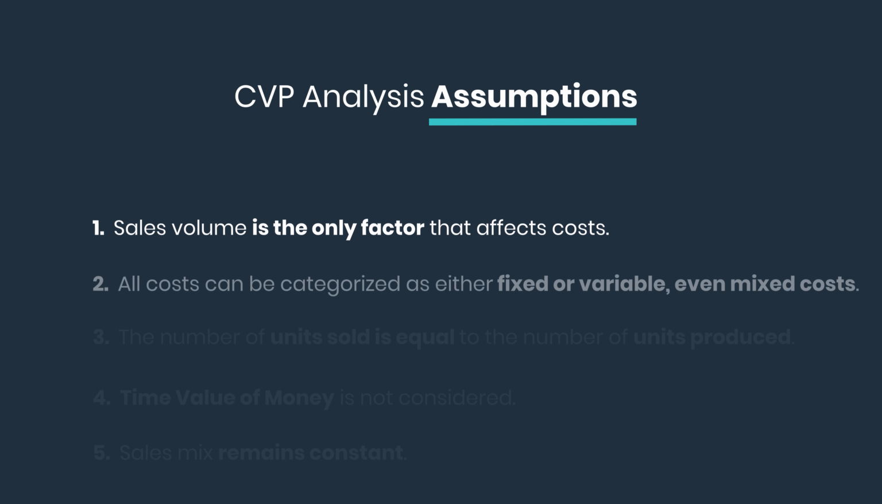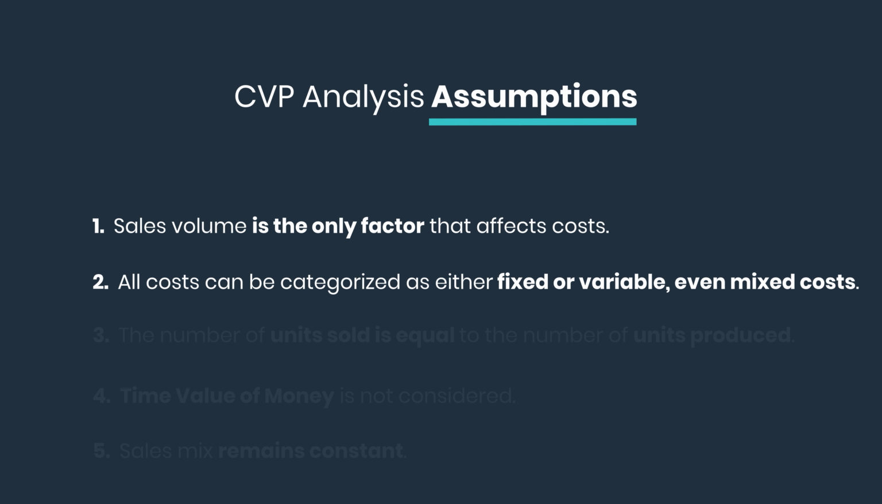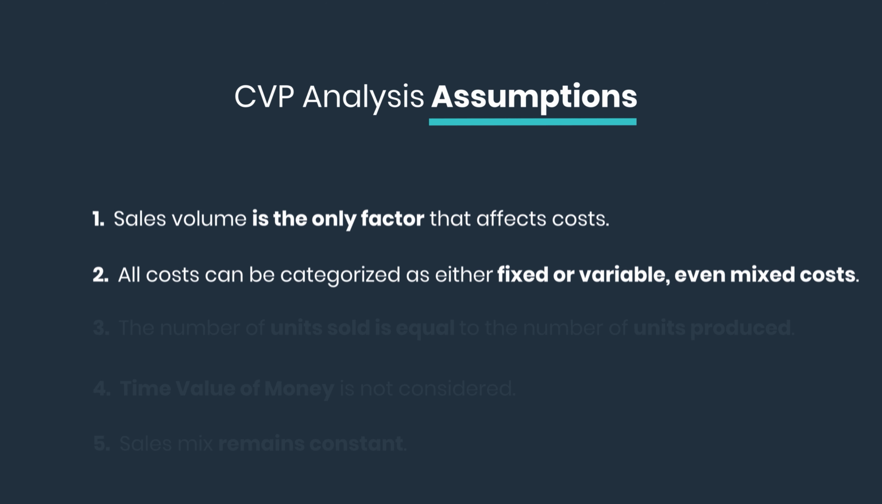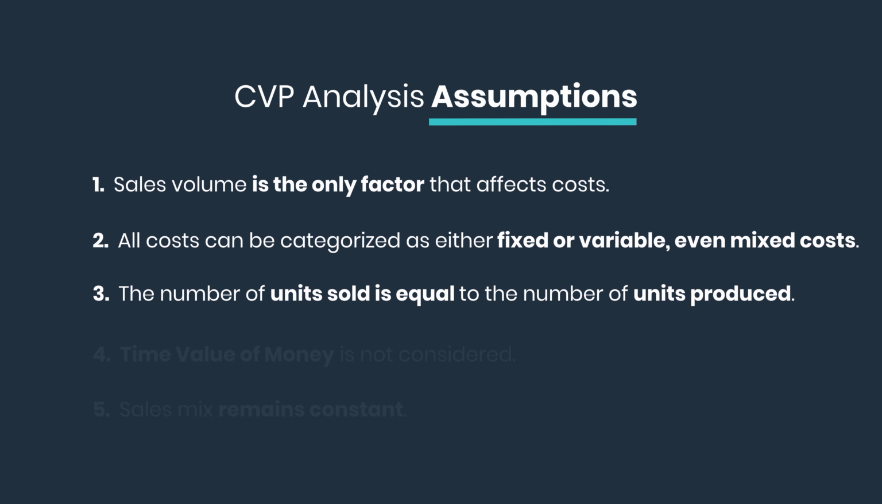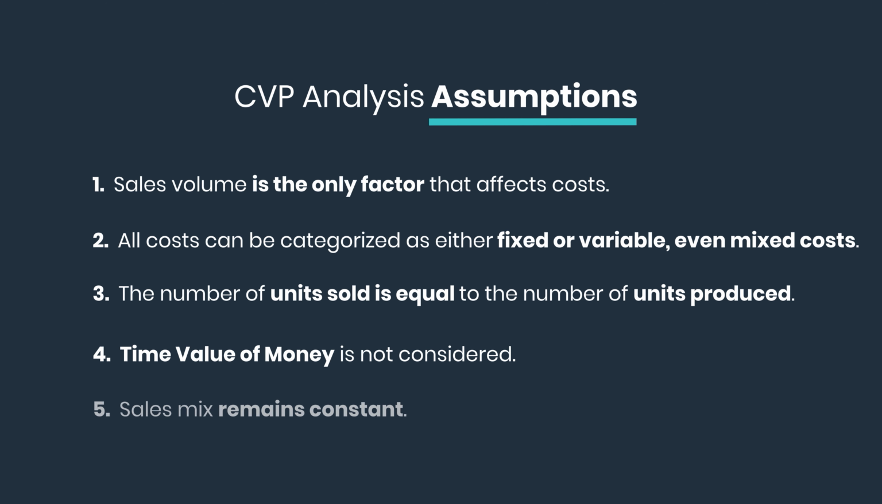Number two, all costs can be categorized as either fixed or variable, even mixed costs. Number three, the number of units sold is equal to the number of units produced. Number four, time value of money is not considered in this analysis. Number five, sales mix remains constant.